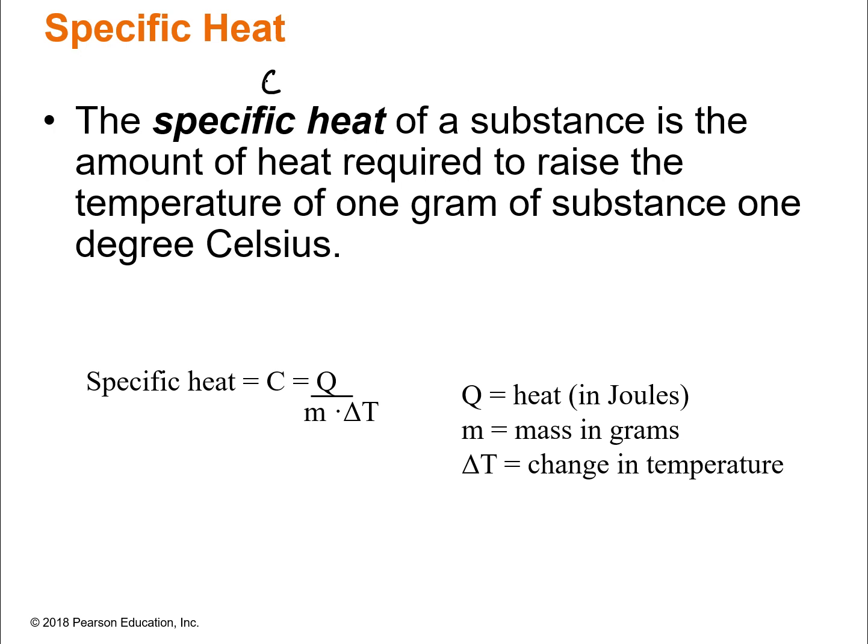We represent specific heat with a capital C. And that's what you see here in the equation. To calculate specific heat, you've got heat in joules, that's the Q, divided by the product of the mass of your substance times the change in temperature, that's the delta T. The units for specific heat are joules per gram degree Celsius.